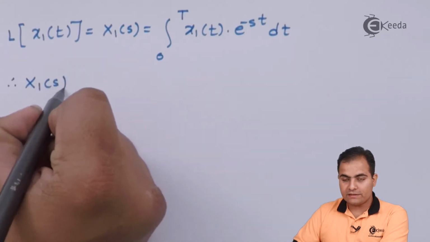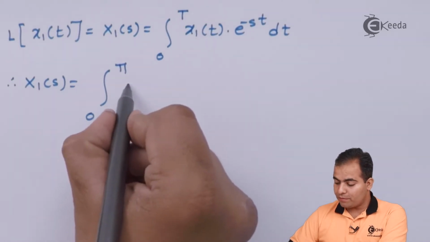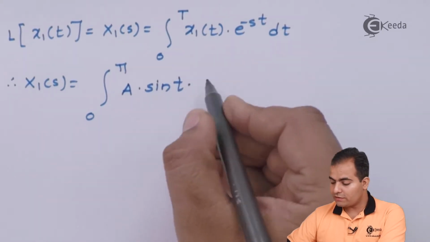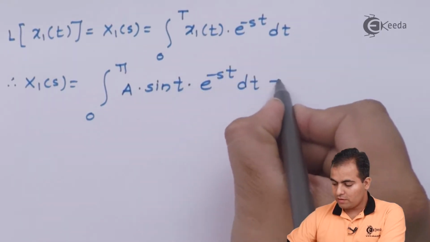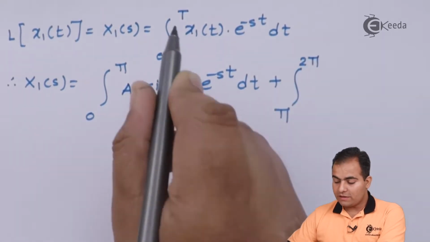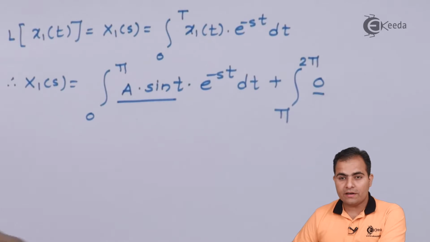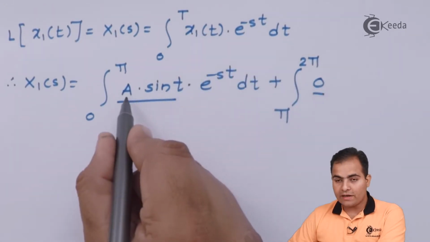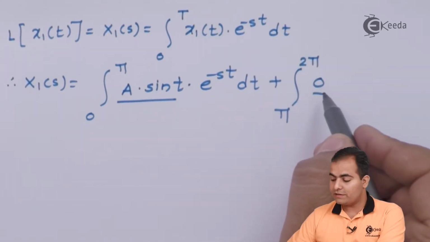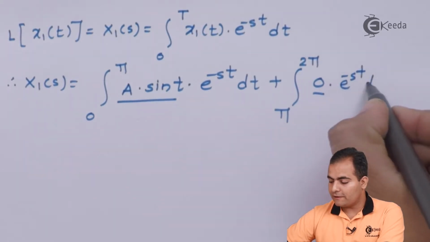Therefore X1(s) is, first, from 0 to pi, where x1(t) has the input function A sine t, and the rest is e to the power minus st dt, plus, in the second part, from pi to 2 pi, x1(t) has amplitude 0. We discussed this a little earlier: x1(t) has amplitude A sine t in the region 0 to pi, and from pi to 2 pi the amplitude of x1(t) is 0, into e to the power minus st dt.